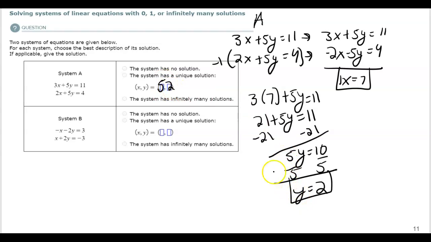I got a single answer when I solved, so this has one unique solution. Oh, 7, 2, not 5, 2. And actually I made a mistake. That divided by that would be negative, which would make that negative.